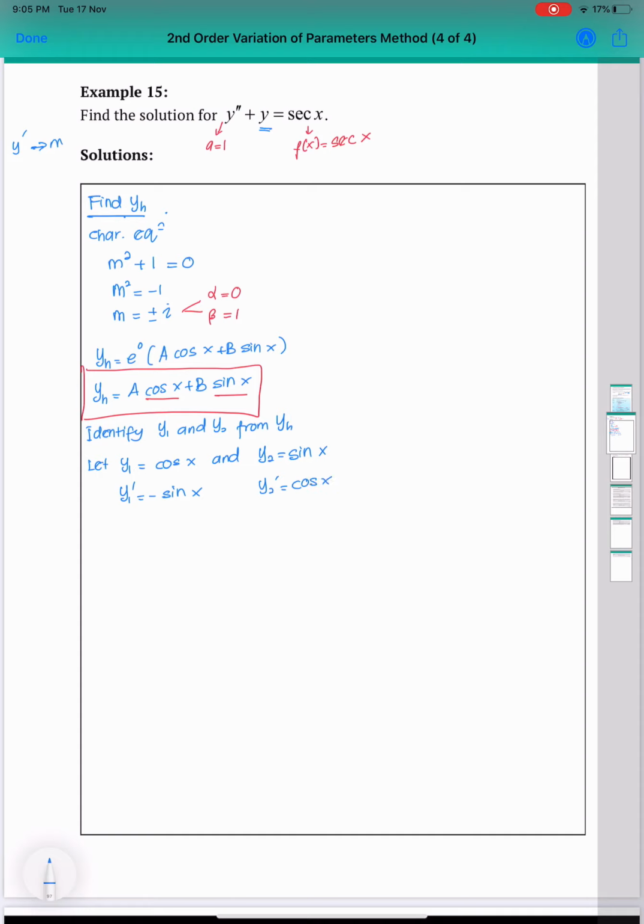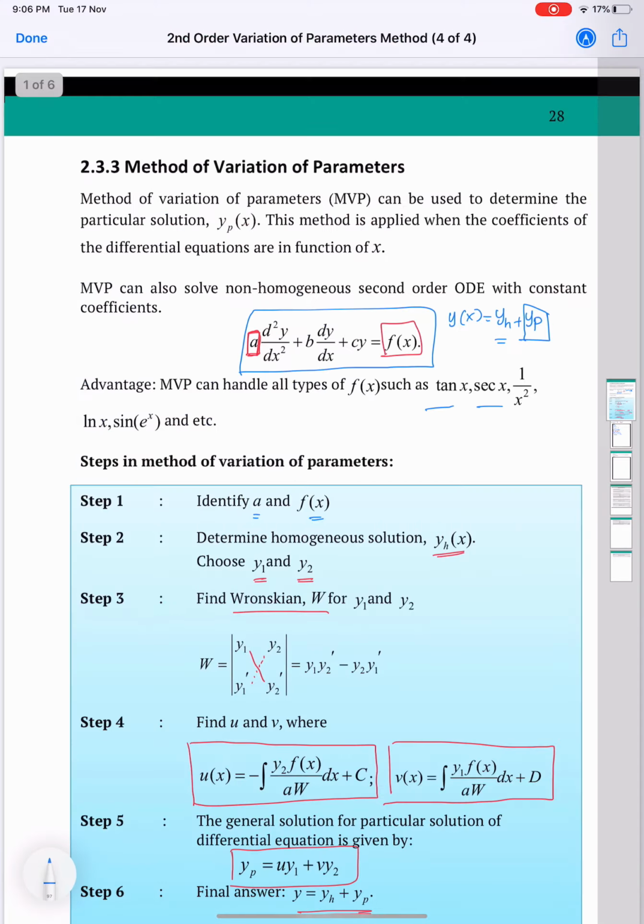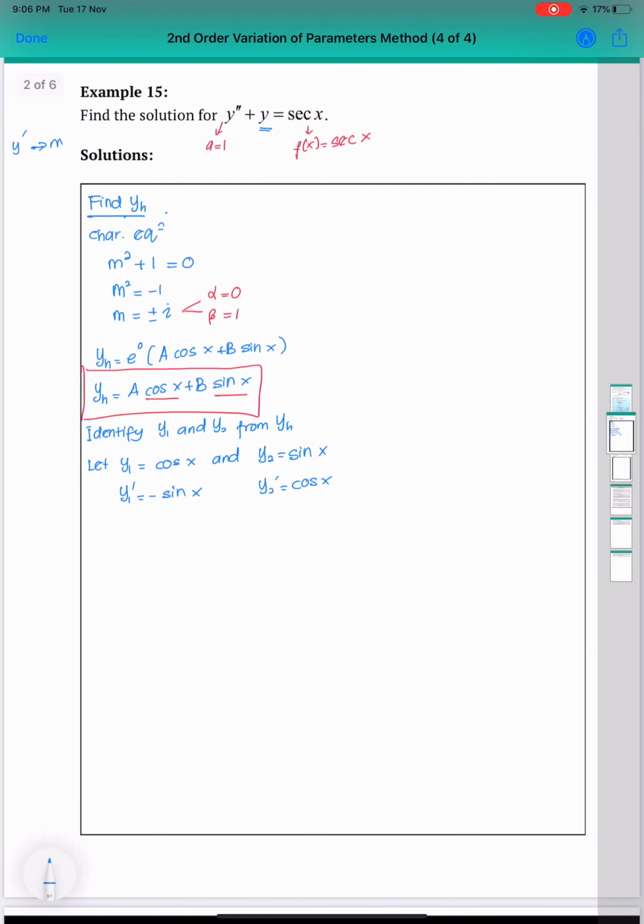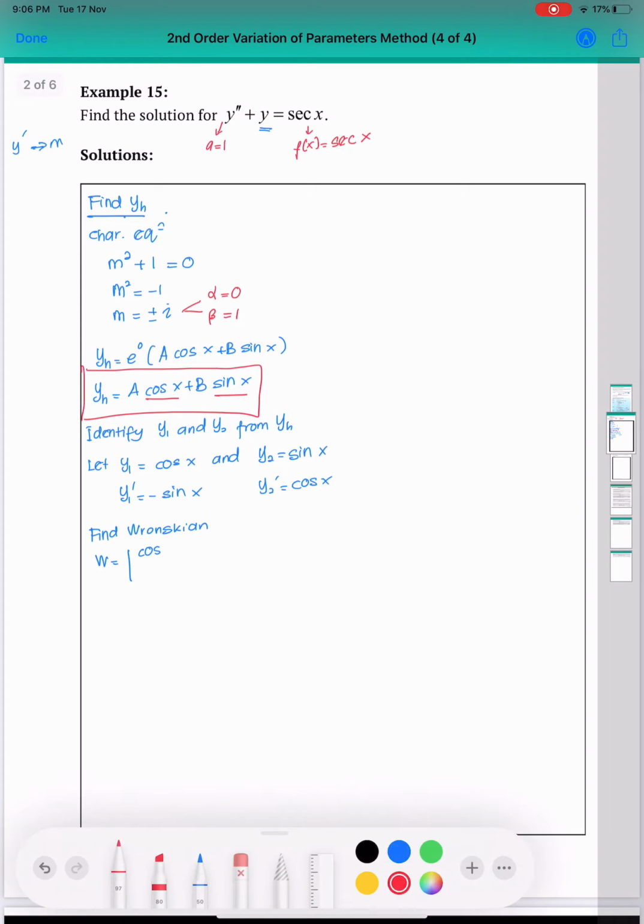Remember you must get the correct homogeneous solution. If not you will get wrong y1 and y2, and everything else after this will be wrong. And next step is find Wronskian W. So W is equal to modulus. y1 is cos x. I just rewrite back so that it's easy for you to refer later on.